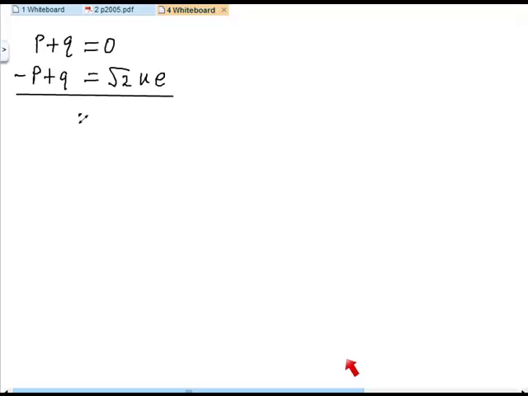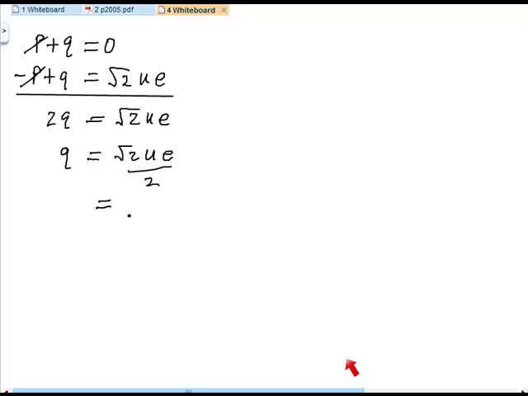And we solve these so the P's cancel, and we get 2Q is root 2 UE. Q is equal to root 2 UE over 2. And divide above and below by root 2, and you get UE over root 2. And we can start again.